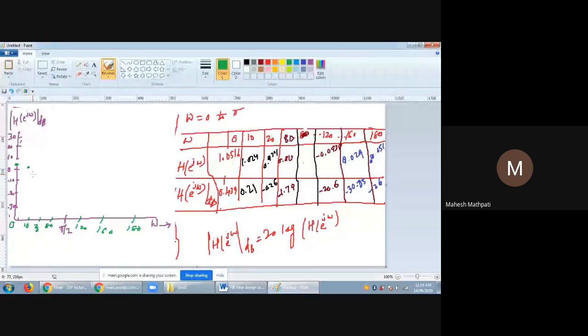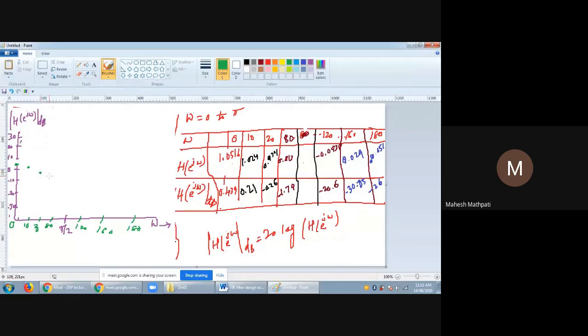Is my screen visible to all? Yes, sir. Are you understanding how I am locating the point? Yes. Then at 20, what value are we having? At 20, I am having the value as negative, meaning it should be below the 0. So I take it somewhere here. Right? It is having the value like this.